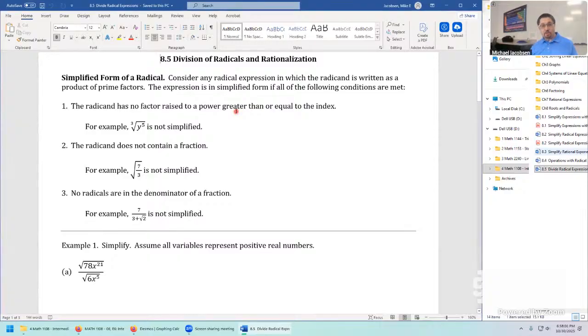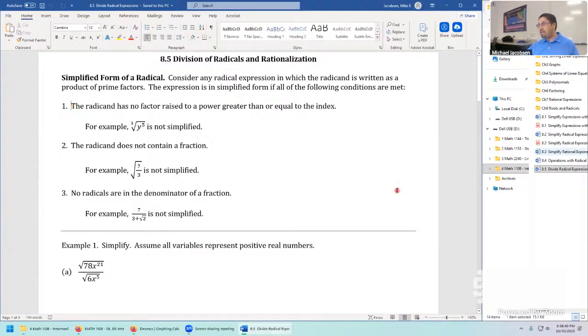The last section we added, subtracted, multiplied radical expressions, but we did not divide them, because when it comes to divisions of radical expressions, and when the instructions say to simplify, simplify suddenly becomes a pretty overloaded statement. This is extremely context sensitive. If we have a radical expression and we say to simplify, there's a lot of different assumptions that we're going to make. Any radical expression in which the radicand is written as a product of prime factors is what we want to consider. Then the expression's in simplified form if all the following conditions are met, all three simultaneously.